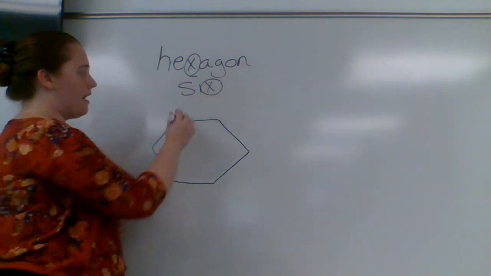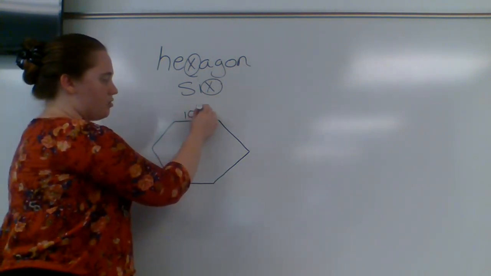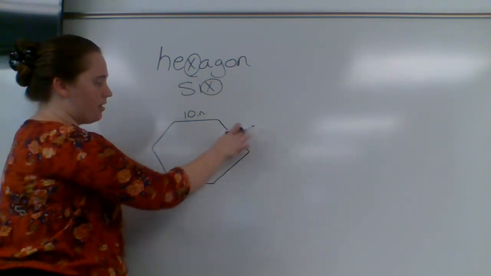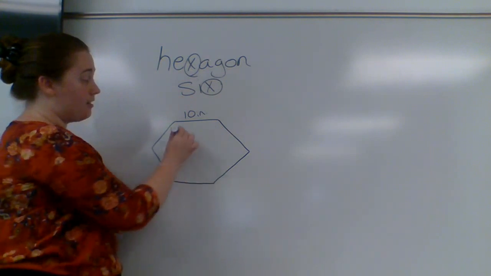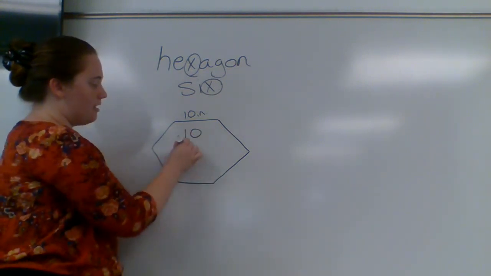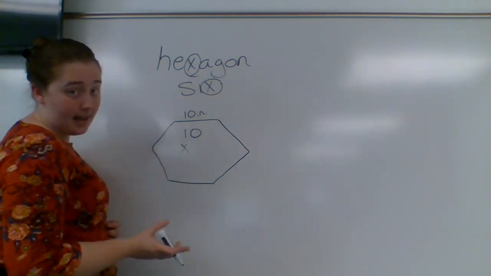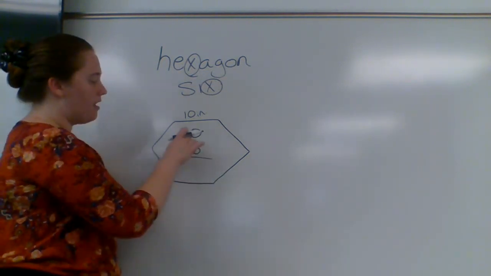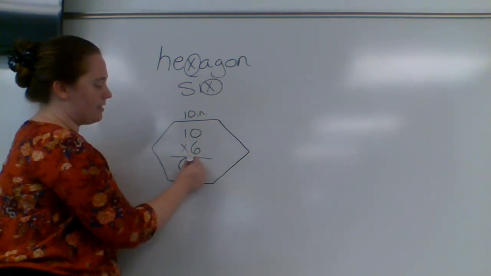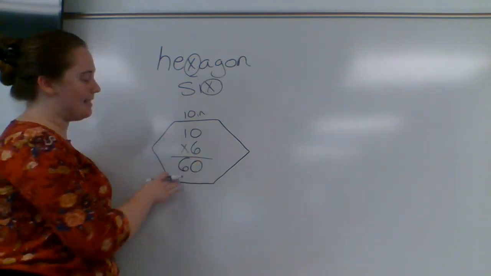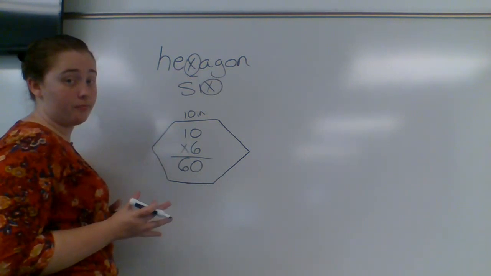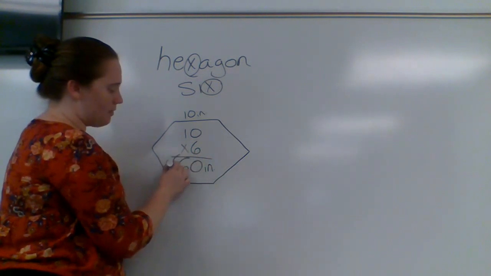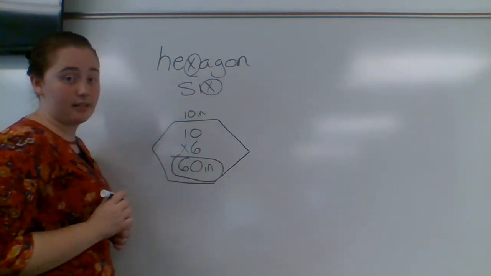Okay, so if I have 10 inches for each side, I have 10 inches here, 10 inches here, 10 inches here, here, here, and here. Could I just take this 10 inches and multiply it by how many sides I have, which would be 6 sides, and get my answer? So I have 10 times 6, of course I know that's 60, so my answer would be 60. 60 what though? 60 inches. That's my answer for letter B.